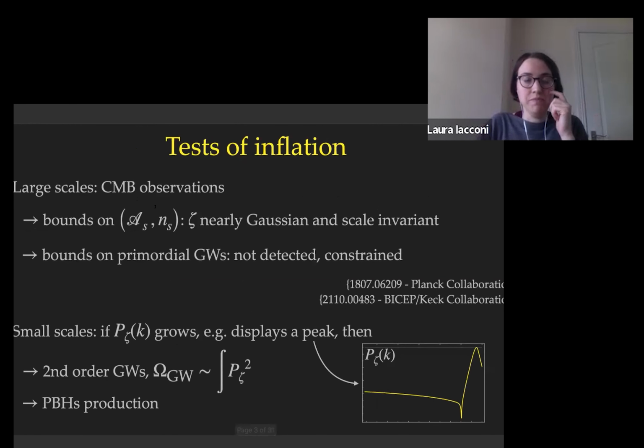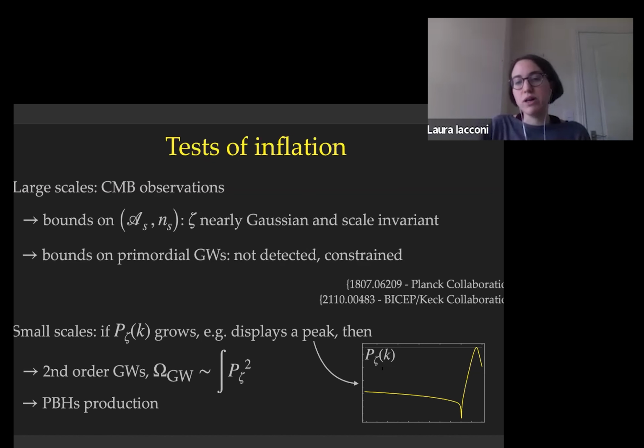From large-scale measurements of the cosmic microwave background anisotropies, we have bounds and measurements of the amplitude, the tilt, and of the scalar power spectrum. And from these, we learned that zeta is nearly Gaussian and also nearly scale invariant. We can also derive bounds on primordial gravitational waves that are predicted to have been produced during inflation, and these have not been detected yet, but they are constrained.